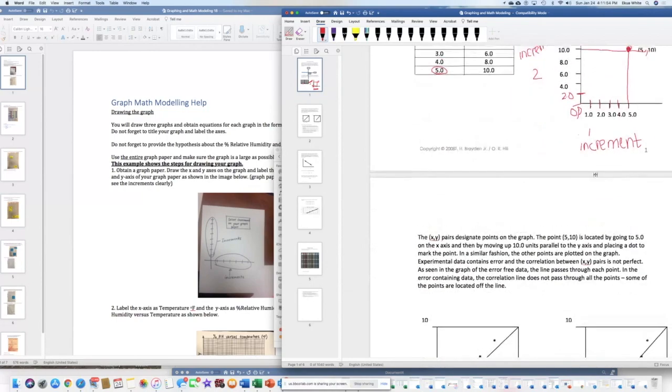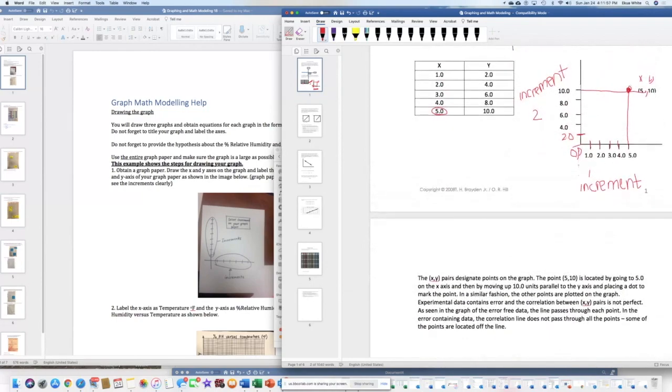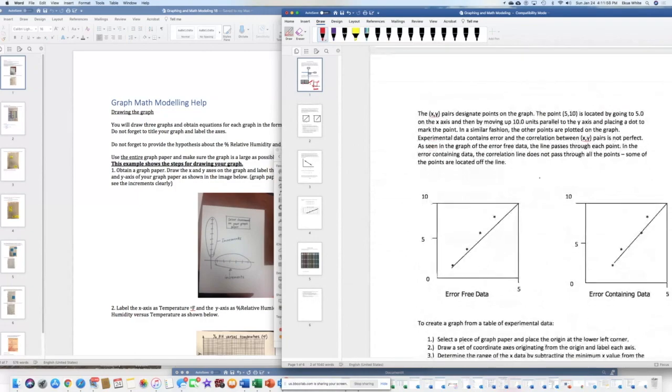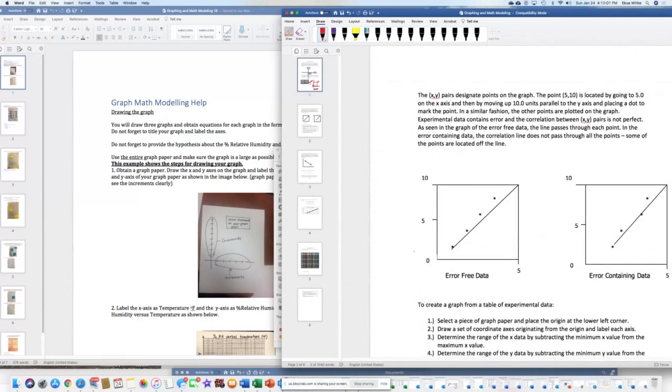Okay. So once again, this is just teaching you. This is not telling you this is your graph. No, this is just telling you how to do that. Then they're telling you, once you plot all your points, I have 1, 2, 3, 4 here. I have 1, 2, 3, 4. They're showing you different types of graphs.